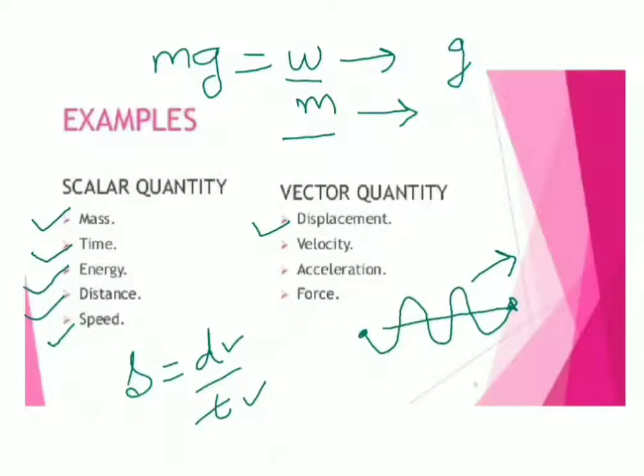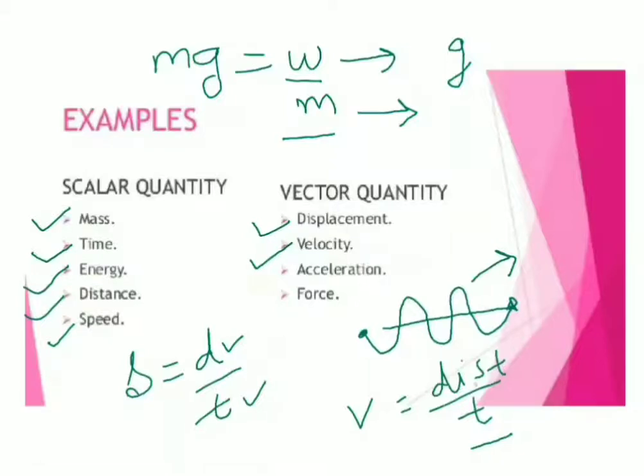That's why displacement is a vector quantity. Now we'll have velocity. Velocity is a vector quantity, and the formula for velocity is displacement divided by time. Now we know that displacement is a vector quantity, but time is a scalar quantity. We have one vector quantity, that's why velocity is a vector quantity.